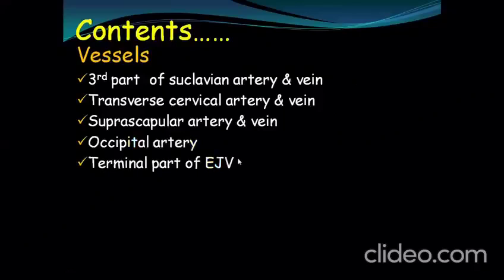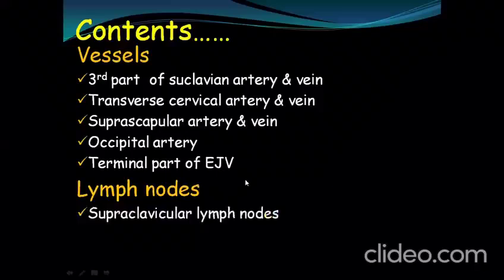External jugular vein lies within the superficial fascia, pierces the deep fascia about 2.5 centimeter above the clavicle and empties into the subclavian vein. That's also contained within the posterior triangle, along with some groups of lymph nodes, supraclavicular lymph nodes and the occipital lymph nodes. So these are the contents within the entire posterior triangle.